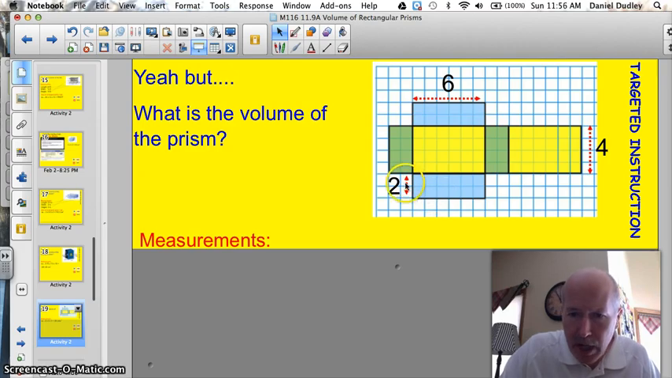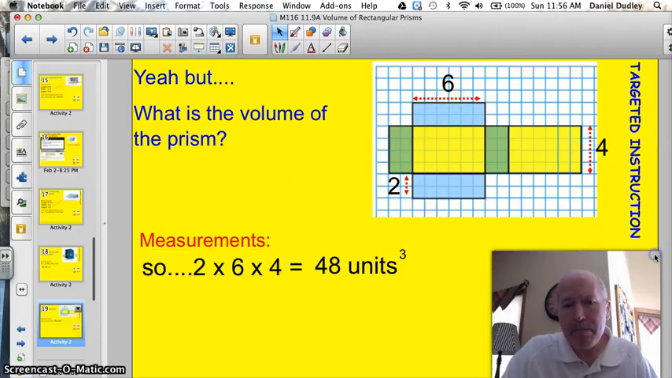So here's the height. It's going to be 2 high. It's 2 here and 2 here. So this is how high it's going to be. It's going to be 4 units wide and 6 units long. I just pop those measurements in. Slam bam, thank you ma'am. 2 times 6 times 4. Doesn't matter about the order at all. 2 times 6 is 12, times 4 is 48 units cubed.